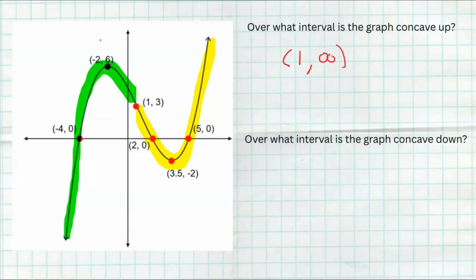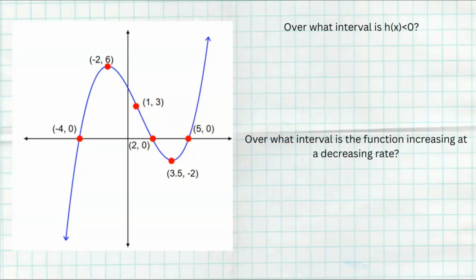And then where it's concave down is going to be negative infinity up until that value of 1 at that inflection point. All right, next set of questions says, over what interval is the function less than 0? So less than 0, we're talking about the function values being less than 0. So where do we see the graph below the x-axis? Well, we see below the x-axis right here, and we see it below the x-axis right here.